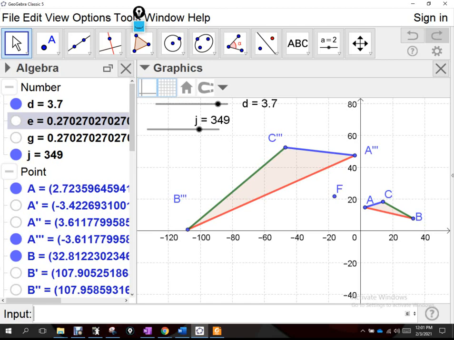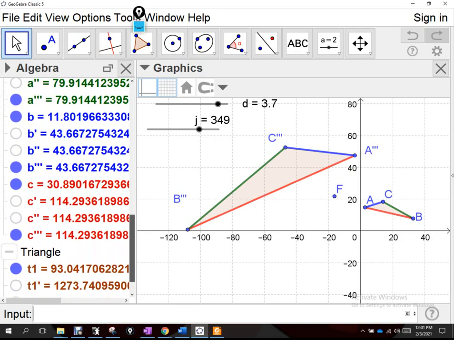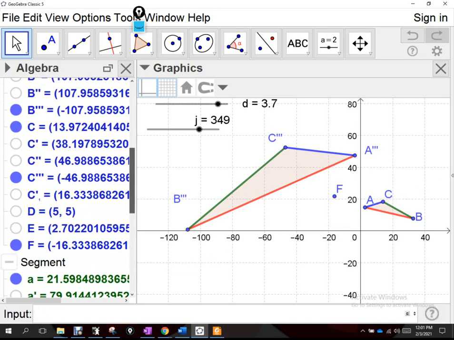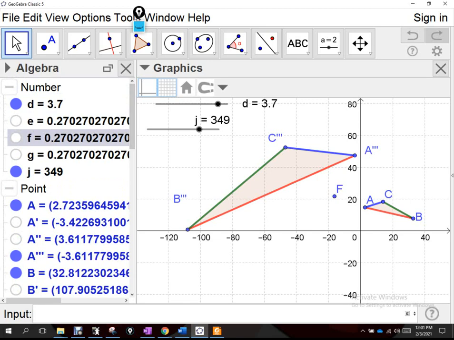Now blue to blue, so the blue one would be B. So B compared to B triple prime through division should give me the same 0.27. Does that kind of make sense, everybody? Okay. So because I get that same 0.27 as a ratio, close to 27 over 100, it's going to be the same ratio for each of these three corresponding parts.